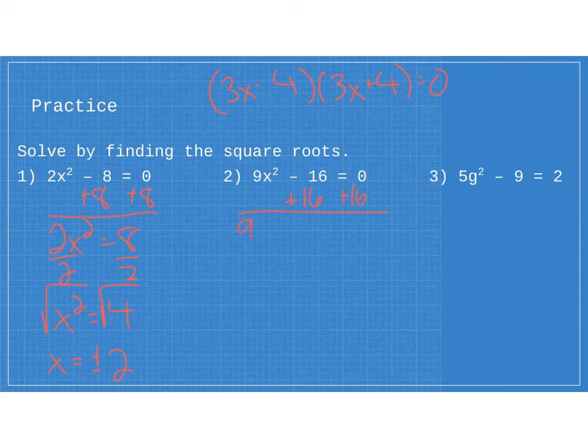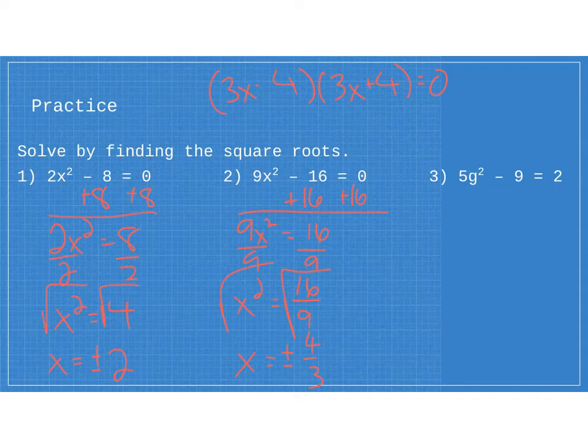And we get 9x squared equals 16. Divide by 9. And x squared equals 16 over 9. We take the square root. And x equals plus or minus 4 over 3. And last one.